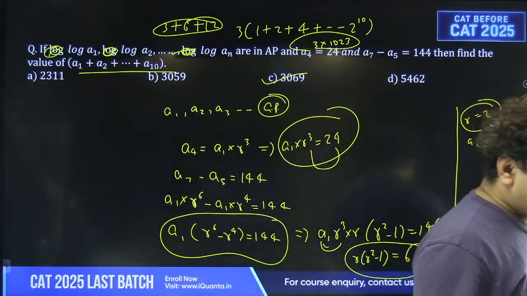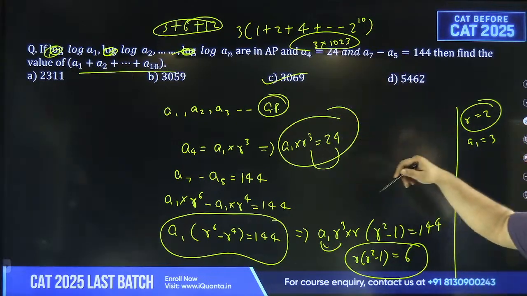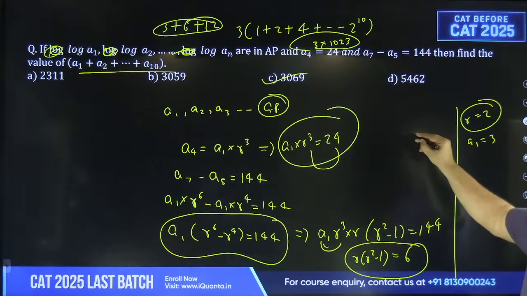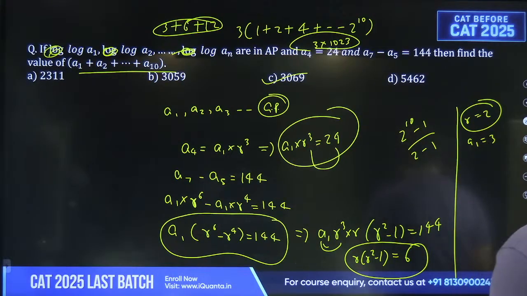All of you got that, right? Now, tell me something. How did you calculate the value of this sum? The same way as I did. Took 3 common and then put this formula: 2 to the power 10 minus 1 upon 2 minus 1. Is that how you did it?